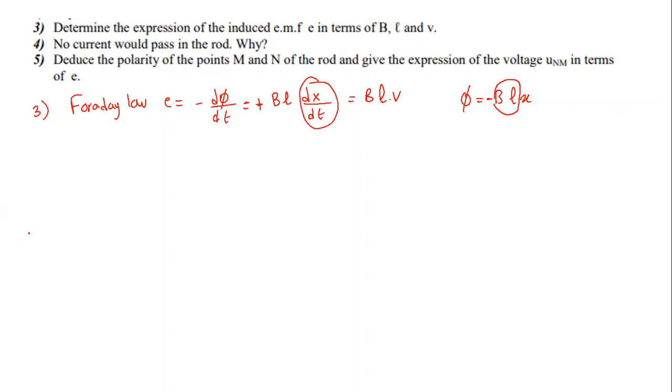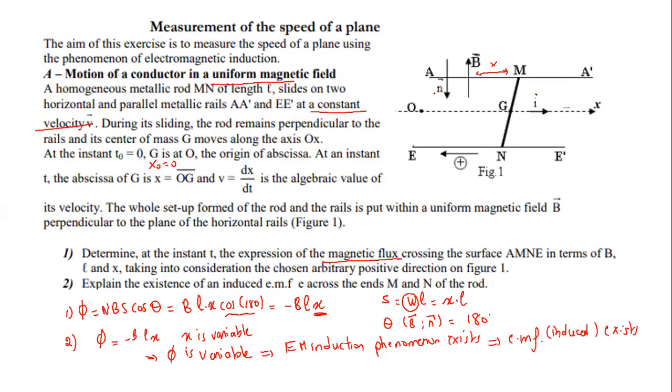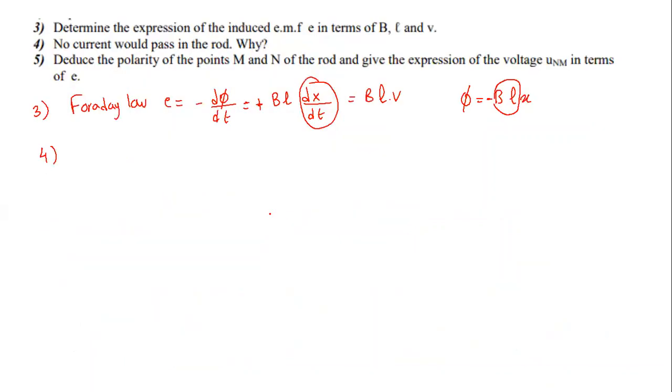No current will pass in the rod. Why? If we look at the figure, the circuit is open. So even if I have an induced electromotive force, there is no flow of electrons, since the circuit is open, as in part 4.